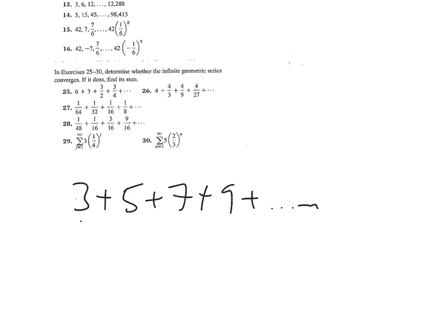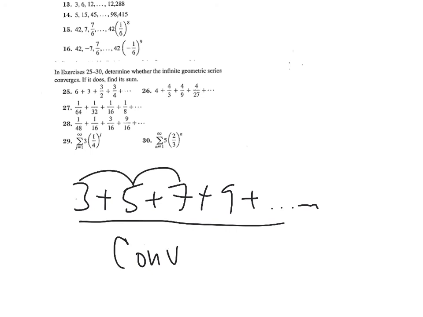So I'm always adding on a bigger number. It's never going to settle down to a single number. So it doesn't converge. In other words, the terms in the sequence don't converge to a single number. So we can't find the sum of an infinite arithmetic sequence or series.